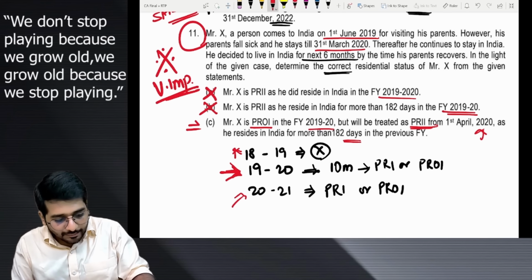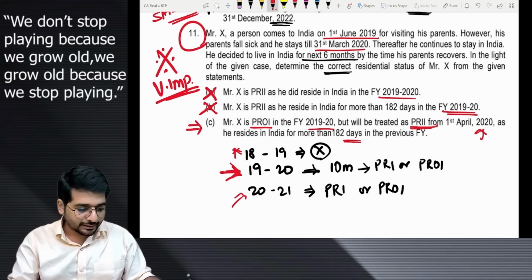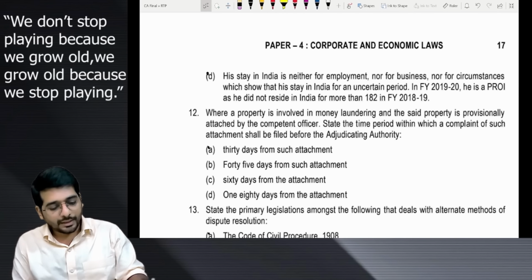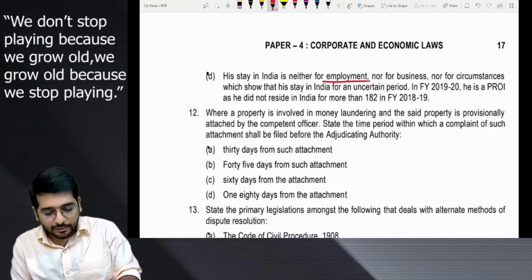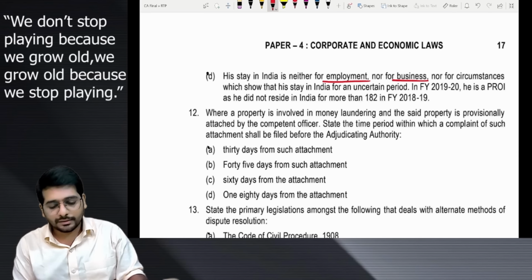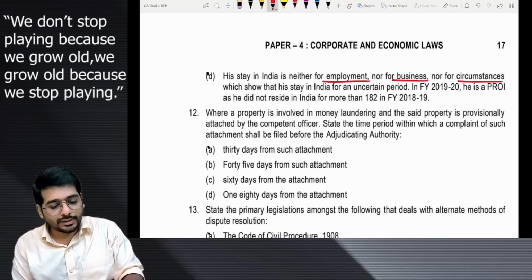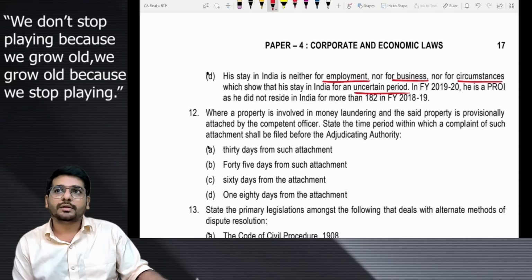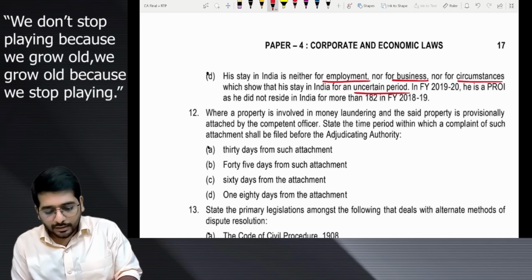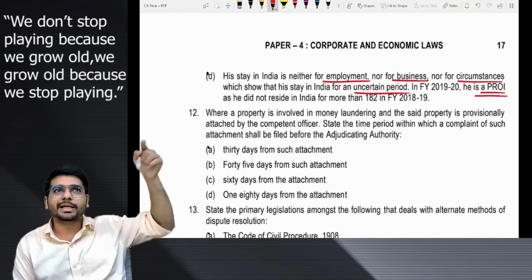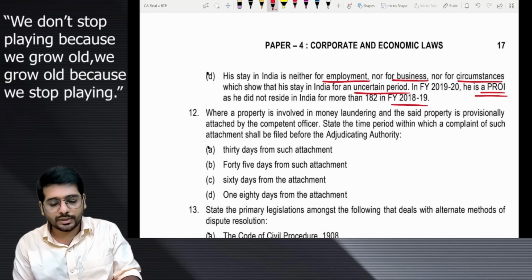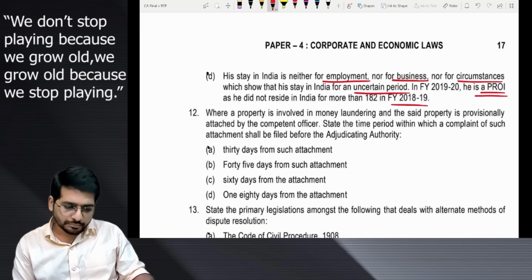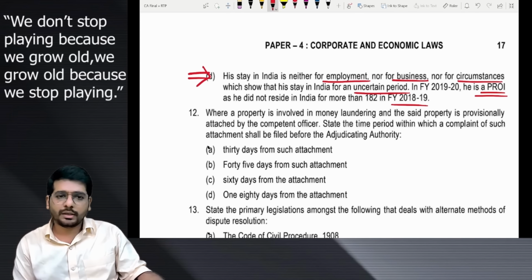This can be my right answer. Don't be over smart. Let's check the D option also. His stay in India is neither for employment, correct, nor for business, correct, nor for circumstances which show that the stay is for an uncertain period. No, correct. In 1920 he is PROI. For 1819, his stay we will check, he is no more PROI, as he did not reside in India for more than 182 days in 1819. Correct.